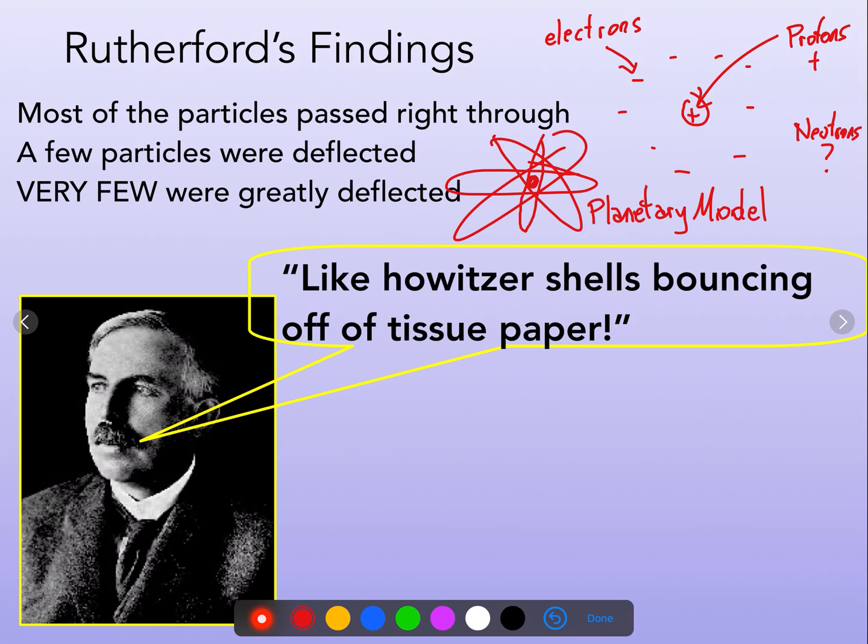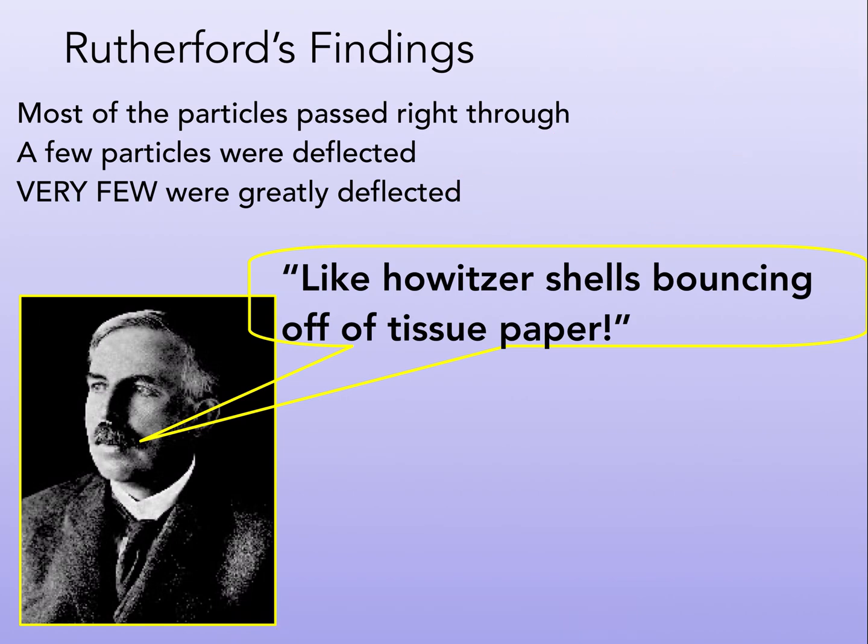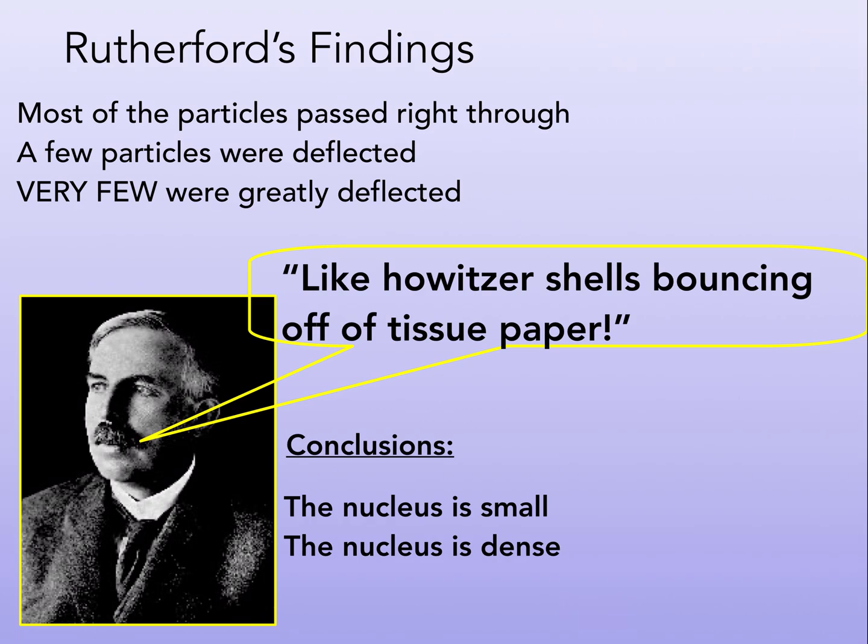Now, talking about these like howitzer shells bouncing off things, because there was deflection and reflection, it was said it was like watching howitzer shells bounce off things, which is interesting because you've got to realize that the gold foil was extremely thin. So the nucleus is small, dense, and positively charged. Three major things that Rutherford determined.